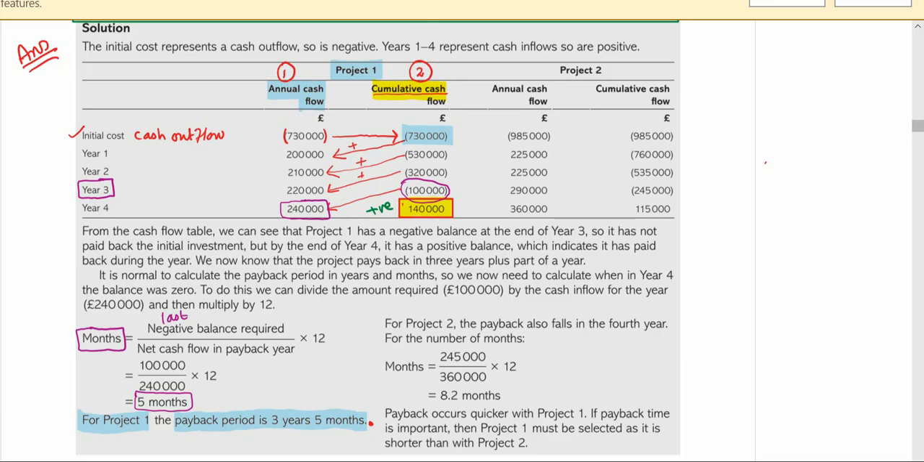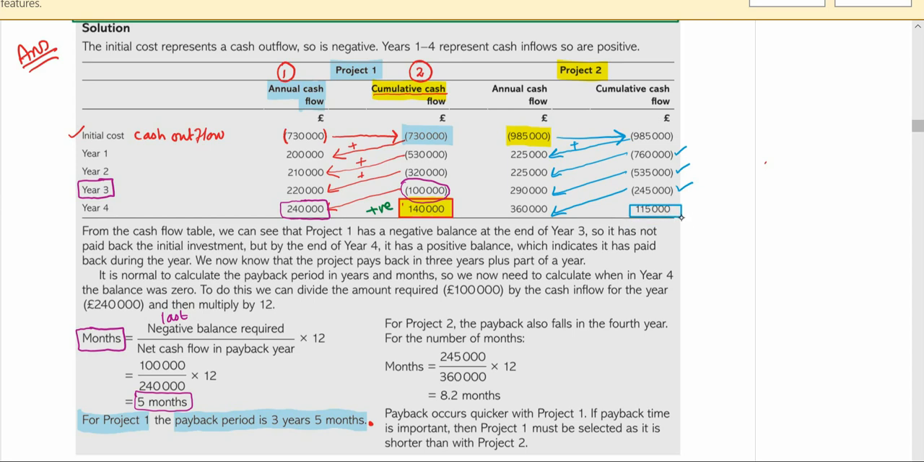Now we will do project 2. First of all we do the annual cash flows, then the cumulative cash flows. Negative 985, we add 225 times 9 and get this amount, then we add this one and get this amount, then we add the next cash flow, and when we add this cash flow we get the positive. So this is the positive value. In how many years will we recover our investment? Yes, what is the complete year? Can you tell me?